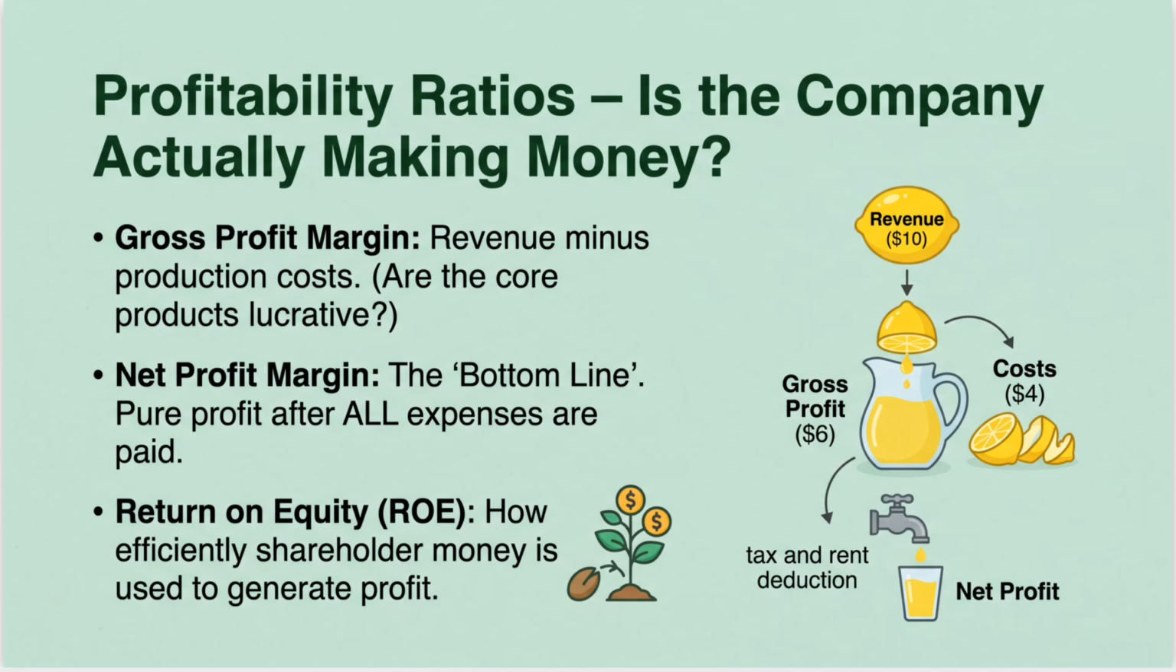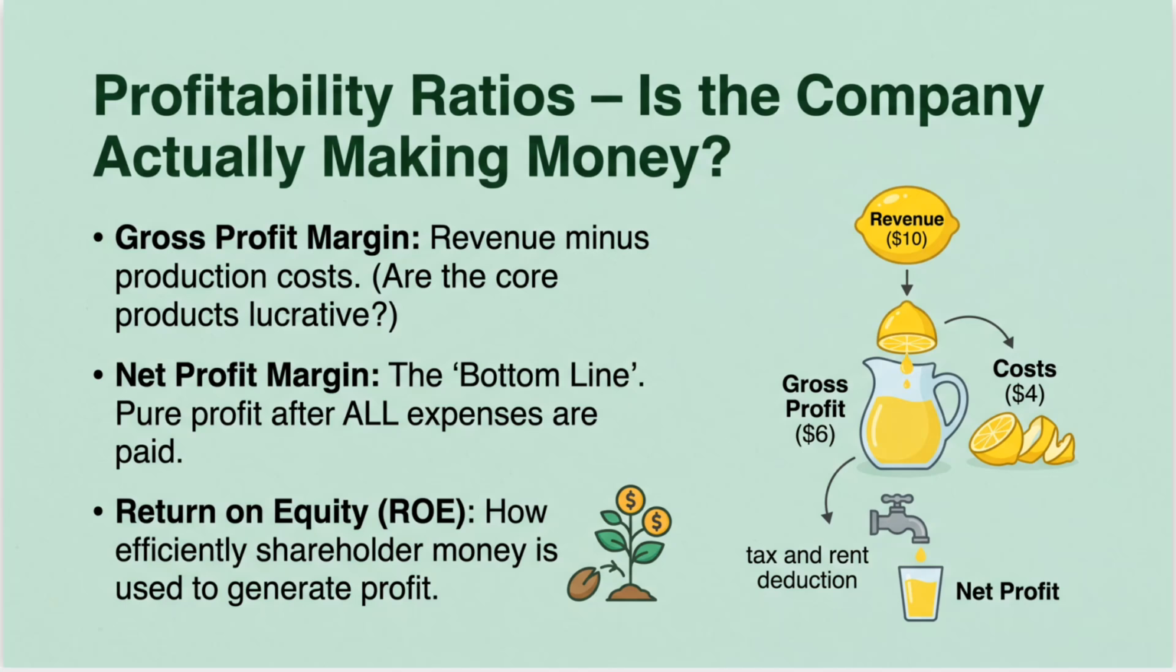Next, we start with profitability ratios, which answer a simple question: is the company actually making money? Profitability ratios tell us whether the company is actually making money. The first one is gross profit margin, which shows how much money remains after production or direct costs are deducted from revenue. Next is net profit margin, often called the bottom line, because it shows how much true profit is left after all expenses, including taxes and rent, are paid.